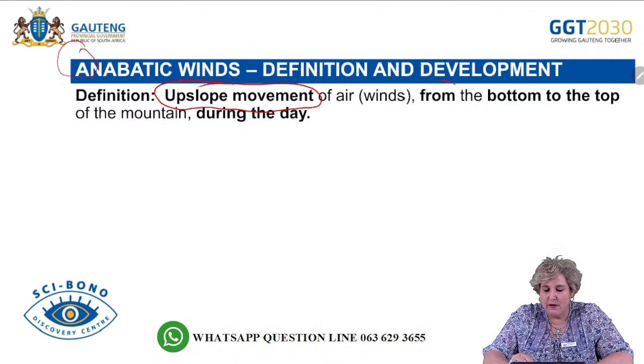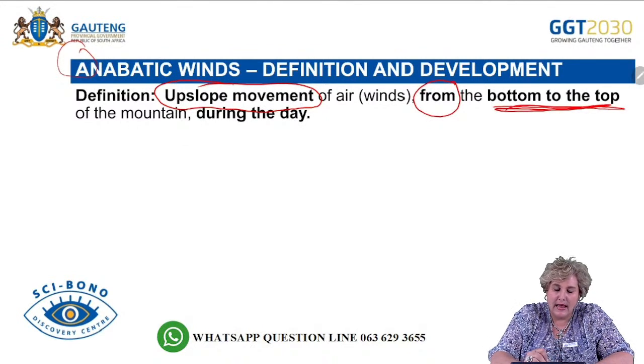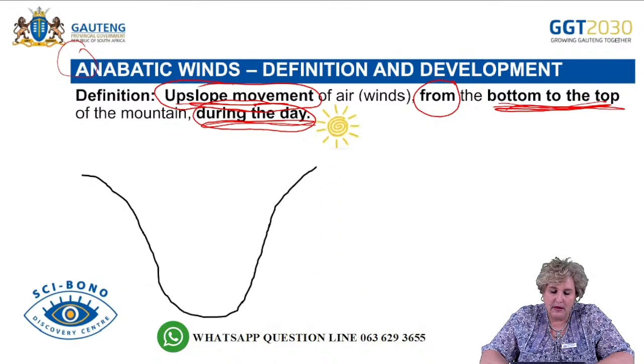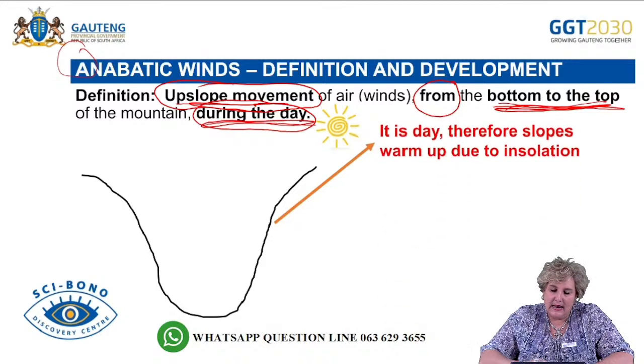Where does it flow? It flows from the bottom to the top of the mountain. The other keyword is during the day. Upslope movement, bottom to the top during the day. It's a wind that blows during the day. So there's my valley. There's the sun's rays. It is day. There's our symbol knowing it is day. Therefore, the slopes warm up due to insolation. So these slopes will warm up during the day due to insolation.